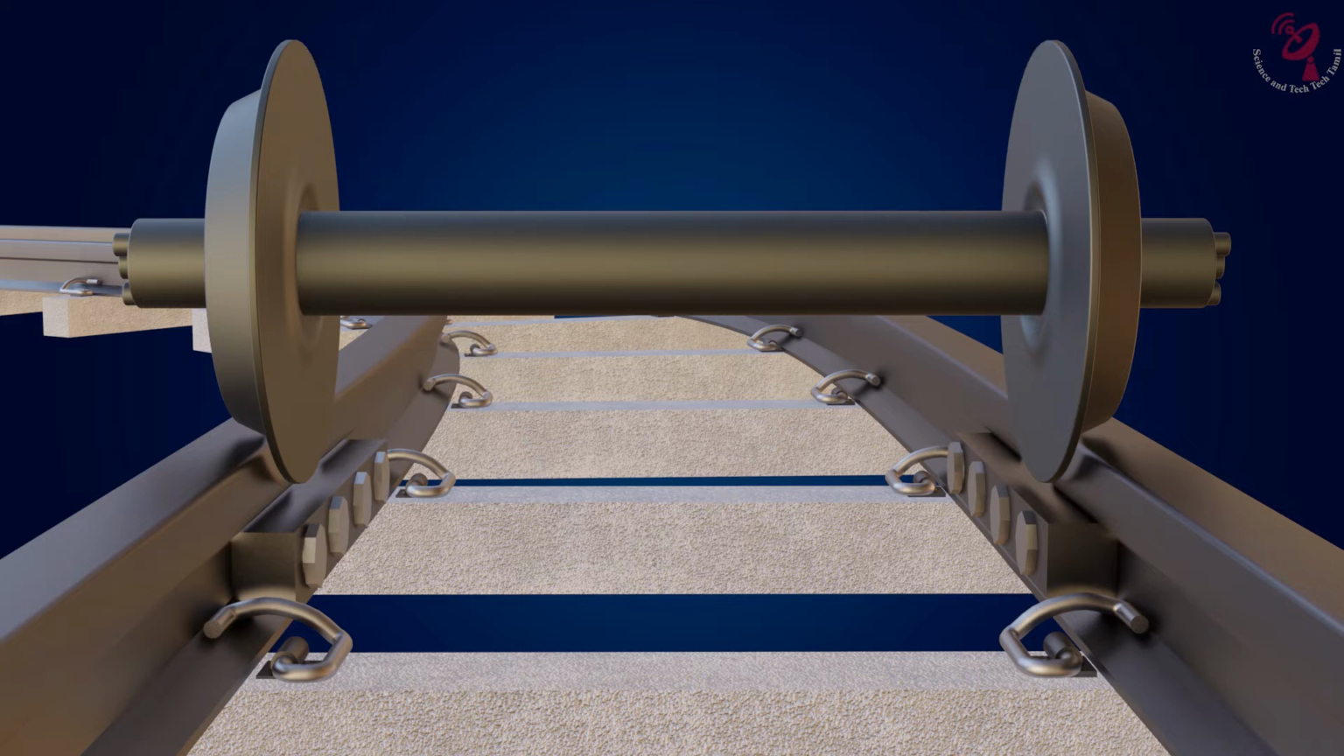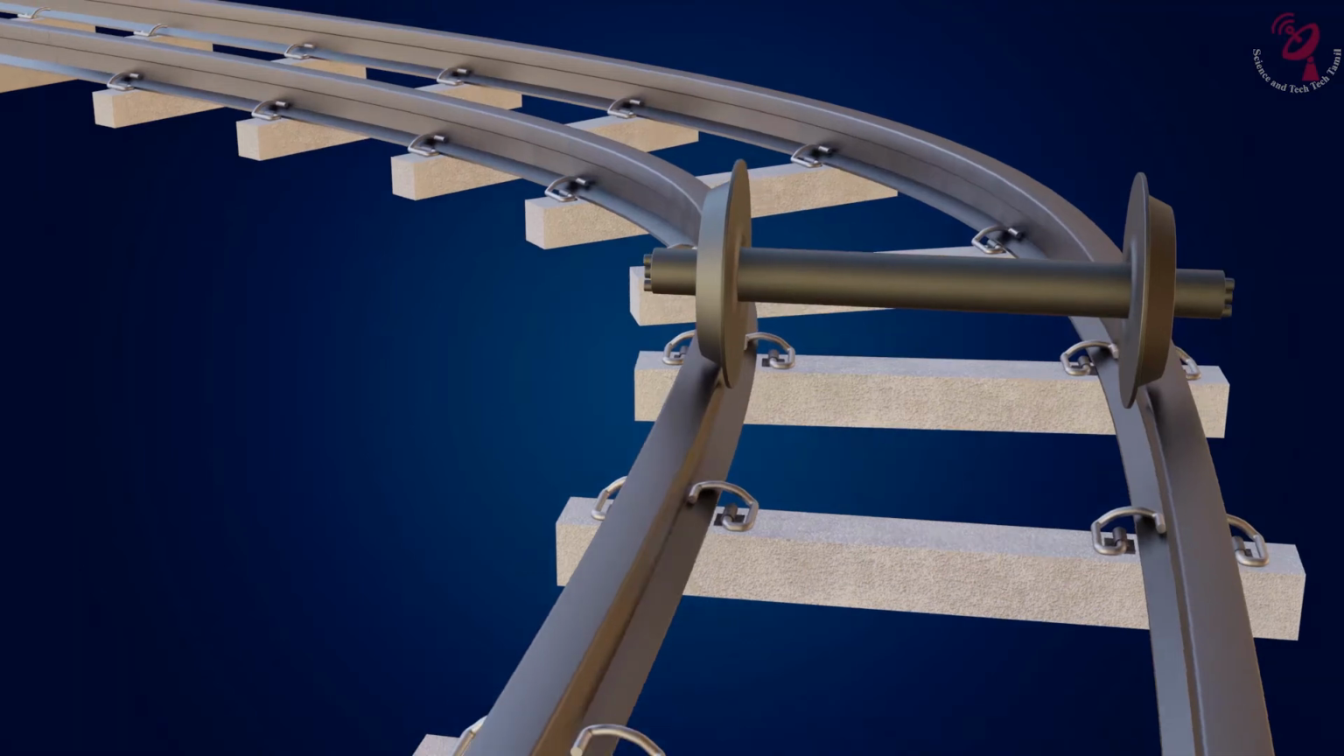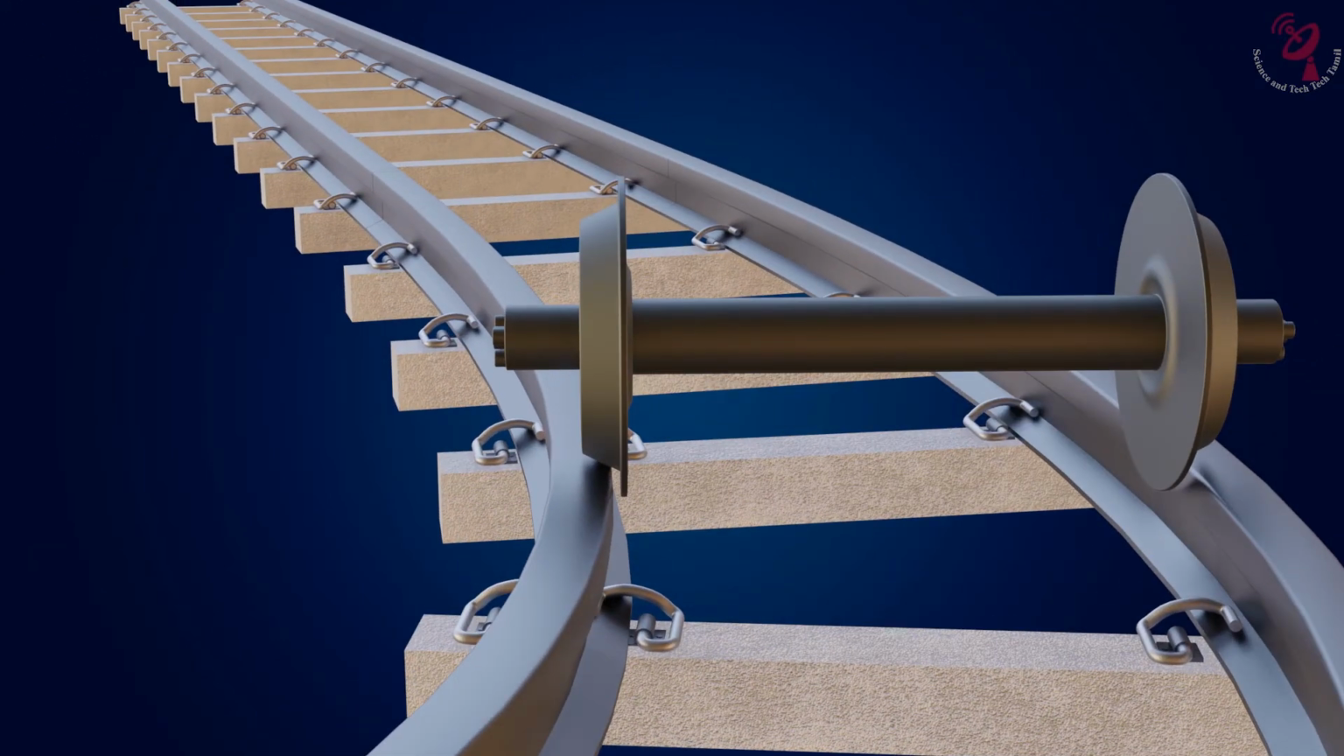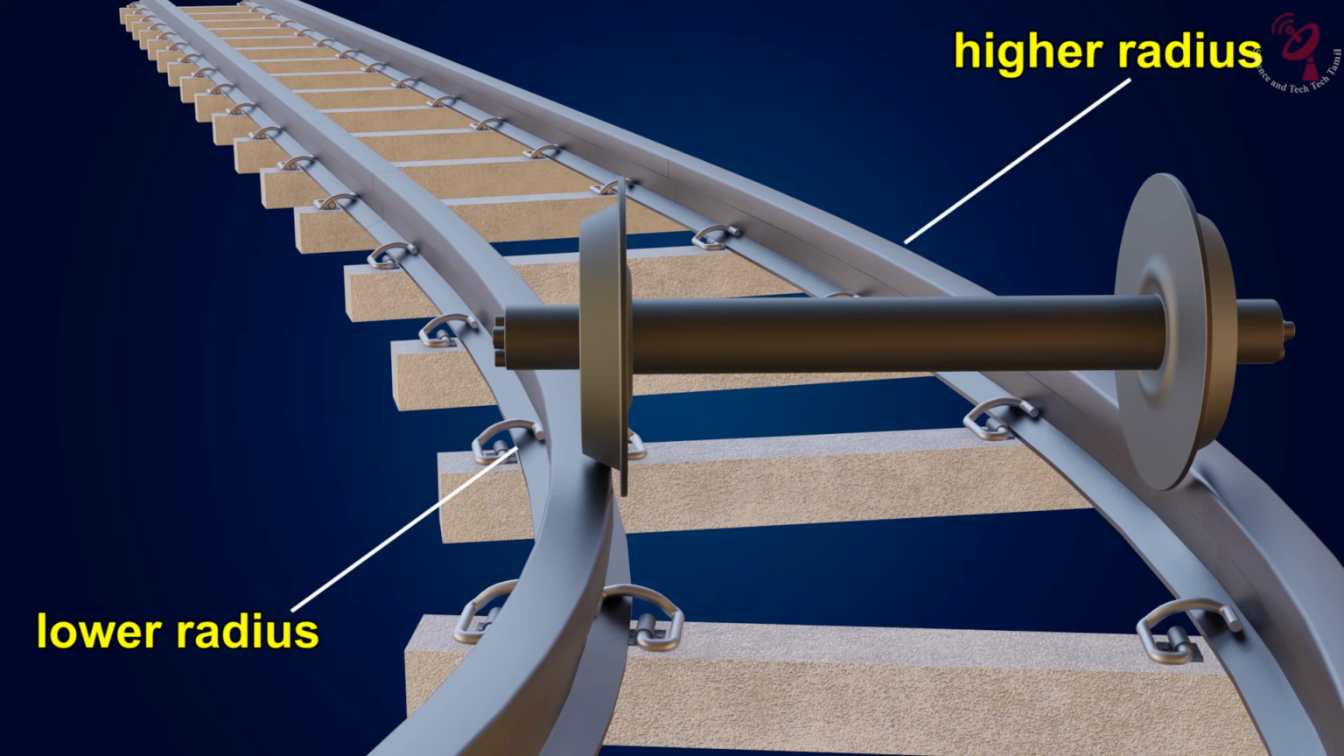Another reason for this conical shape is to achieve differential action. While the train takes a right or left turn, both sides of the wheels should spin at different speeds. For example, a train takes a left turn, a left wheel travels a lower radius than the right one. In automobile vehicles, there is a separate mechanism called differential, which will help to achieve 2 different speeds at turning.